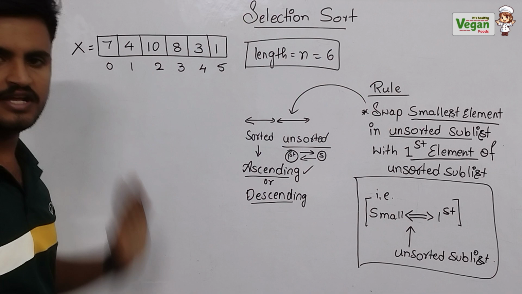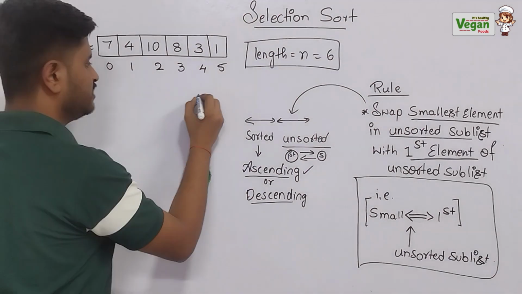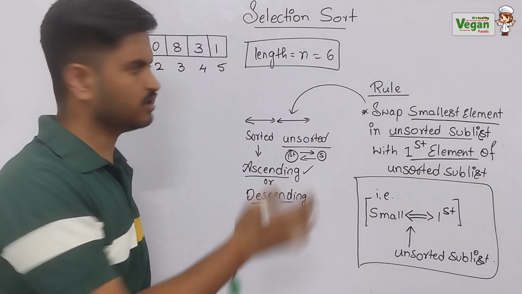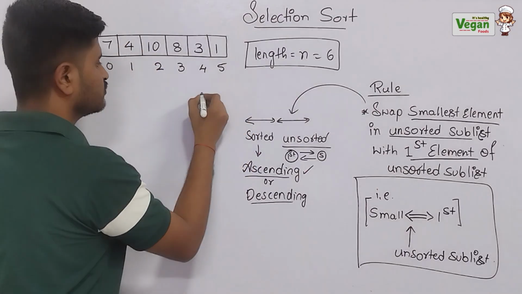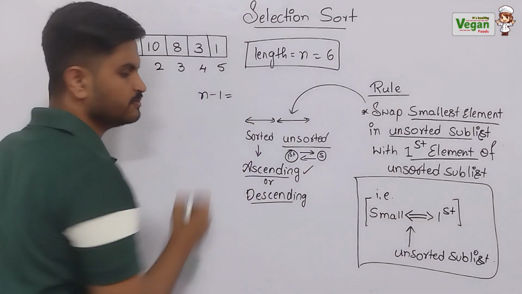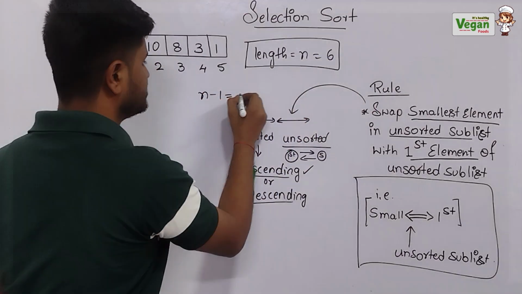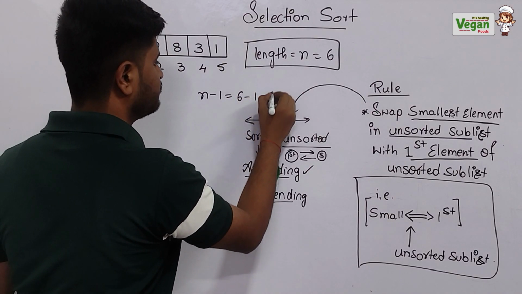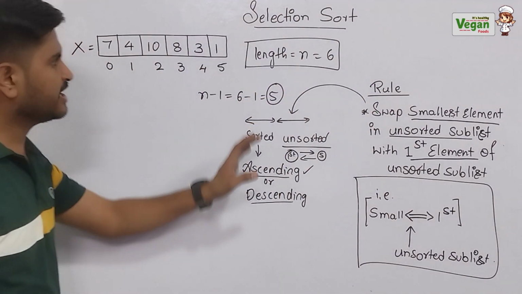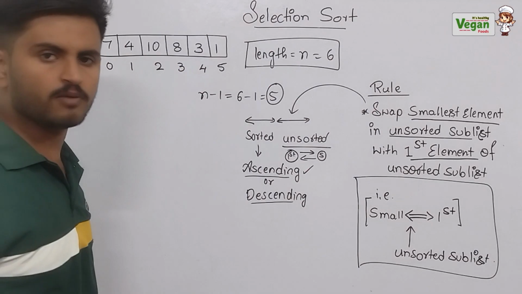Since we got the length of the array, we can find out how many steps are required to solve the selection sort problem. Therefore n minus 1 steps will be required. Here the n value is 6, so 6 minus 1 will be 5. In 5 steps we can complete this selection sort problem.